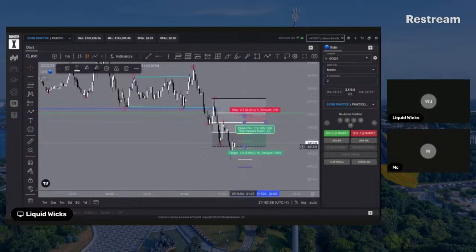Are you gonna take the trade? Yeah, if it presents. Okay.